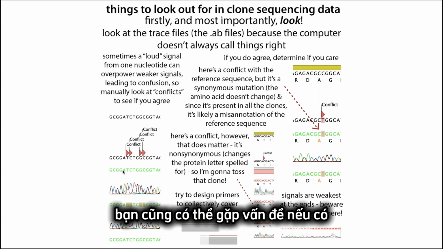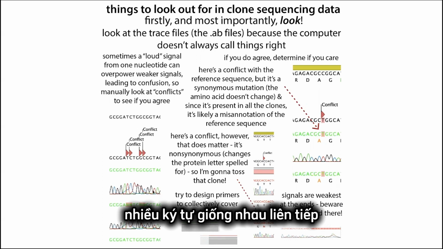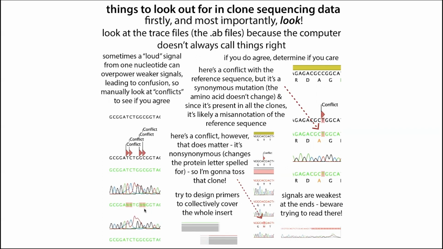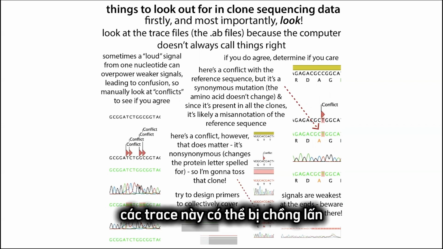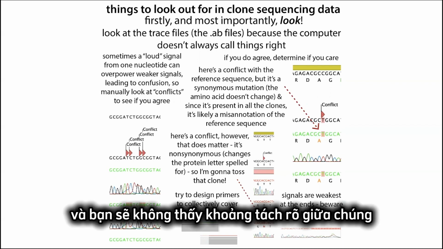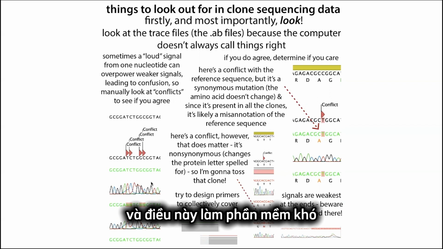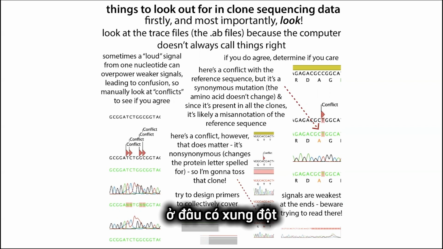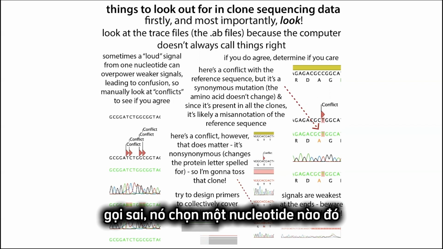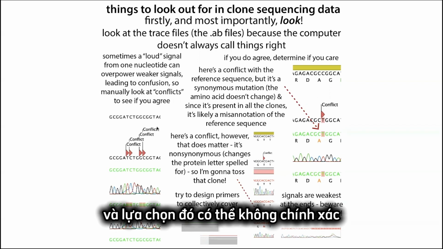You can also get problems if there's multiple of a letter in a row, where it can blend together. So if you had multiple A's or multiple G's or multiple C's, you can get these traces that kind of overlap, where you don't see the big dip in between them. And this can make it hard for the software to make the right call. And so the software will often tell you where there are conflicts, or they'll just call it wrong. They'll make a choice.